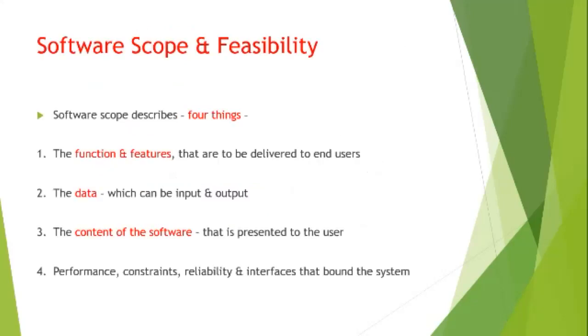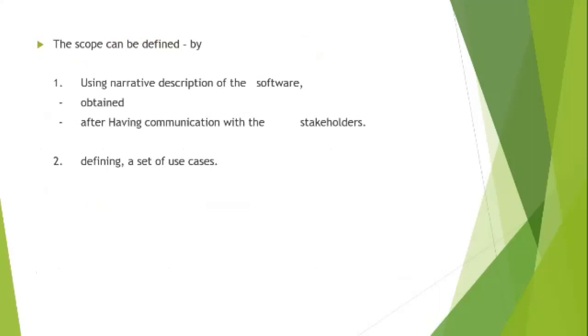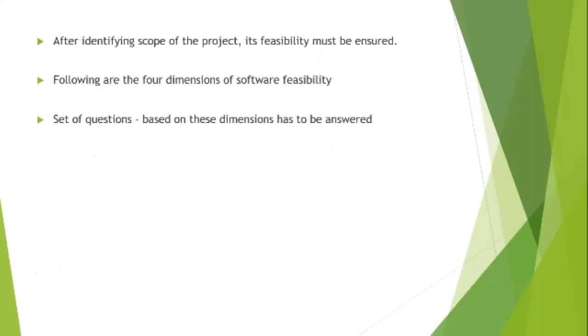Software scope and feasibility. Software scope describes 4 things: the functions and features that are to be delivered to end users, the data which can be input and output, the content of the software that is presented to the user, and the performance constraints, reliability, and interfaces that bound the system. The scope can be defined by using a narrative description of the software obtained after having communication with the stakeholders, or by defining a set of use cases.